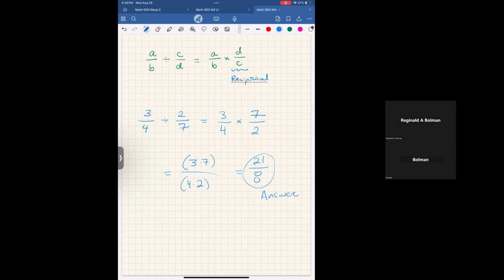Another example, if you have negative 3/5 and divide it by 8 over 11. I don't want to keep using the same numbers over and over again.